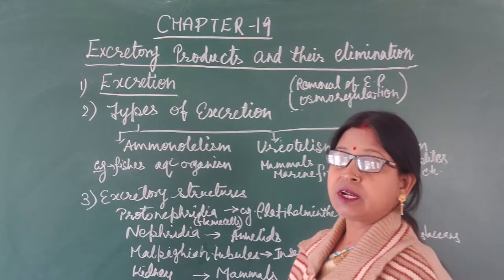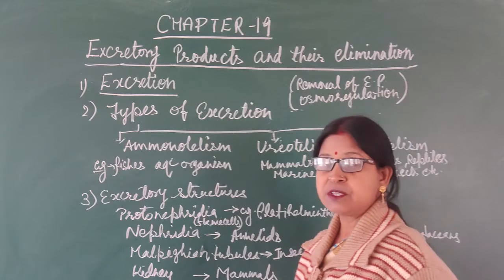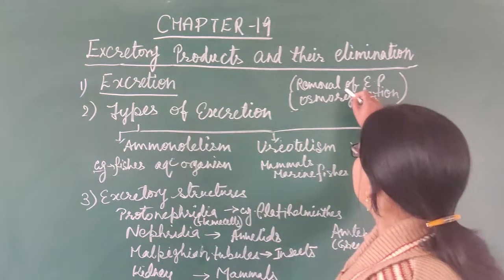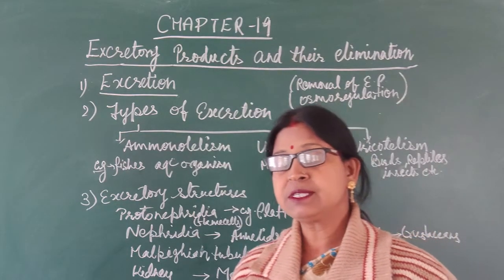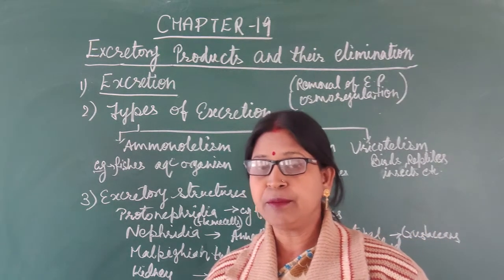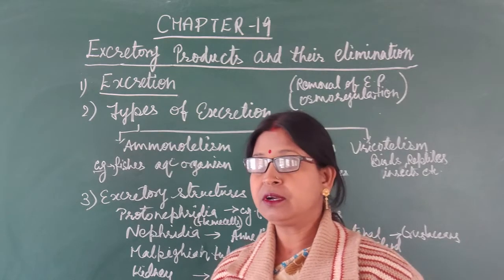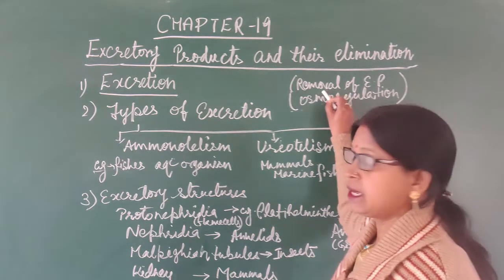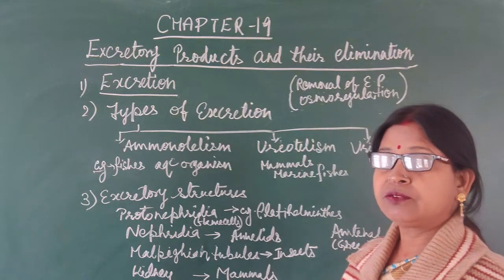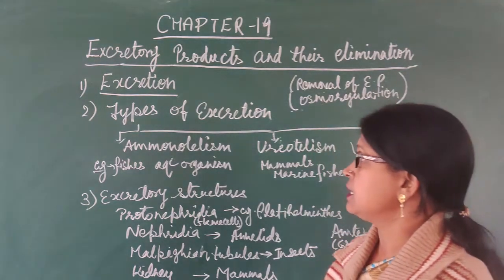Now, excretory organs are responsible for the removal of excretory products as well as osmoregulation. That means maintaining the ionic balance in the body fluid. So these two things are controlled by the excretory system of the body of any living organism.